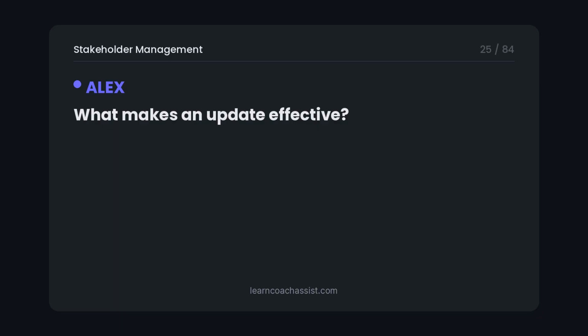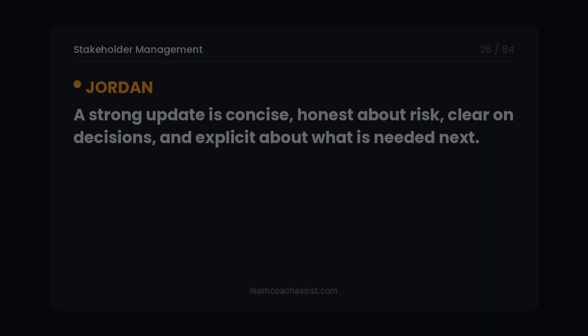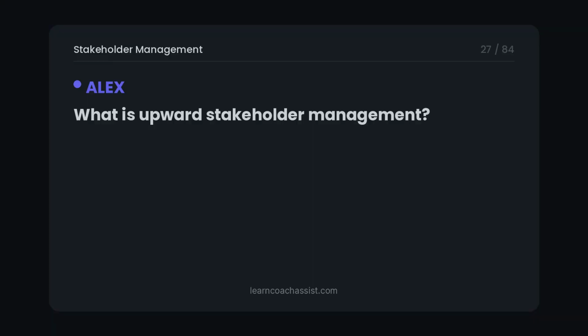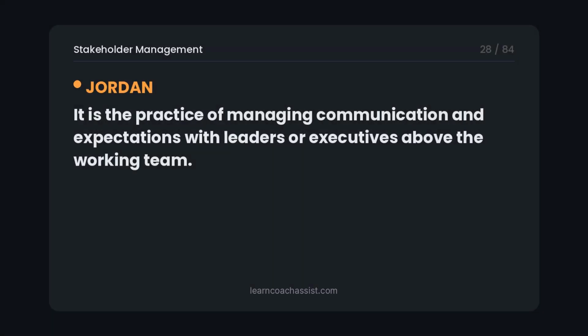What makes an update effective? A strong update is concise, honest about risk, clear on decisions, and explicit about what is needed next. What is upward stakeholder management? It is the practice of managing communication and expectations with leaders or executives above the working team.